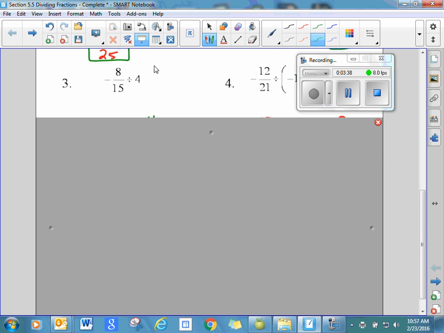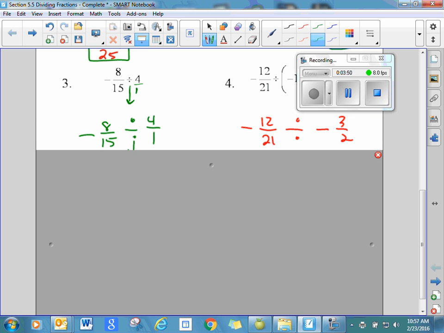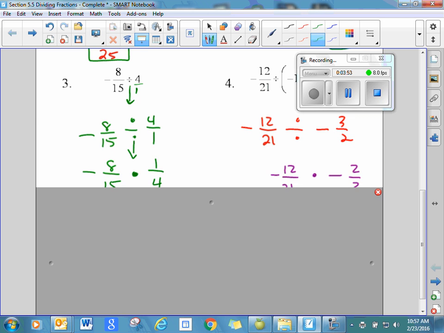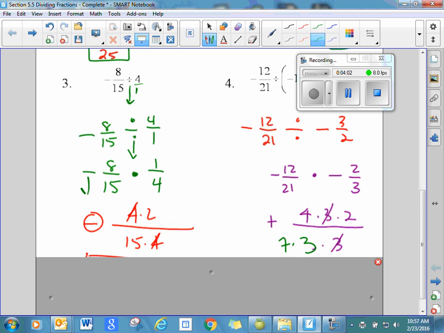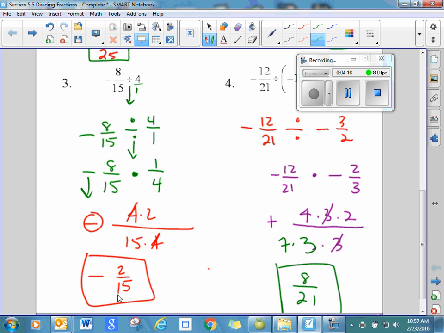Here's number 3. This is like 4 over 1. So you're going to take the negative 8 over 15, make the division a multiplication, and multiply by the reciprocal, which is, there it is, 1 over 4. Again, I'm going to do a single fraction bar. I'm going to make my sign negative and circle it. The 8, that's a 4, 4 times 2. I'm going to leave 15 alone. I could write it as 3 times 5, but why? There's nothing to cancel it with. A 4 in the denominator, the 4's cancel, and you've got your answer: negative 2 over 15.